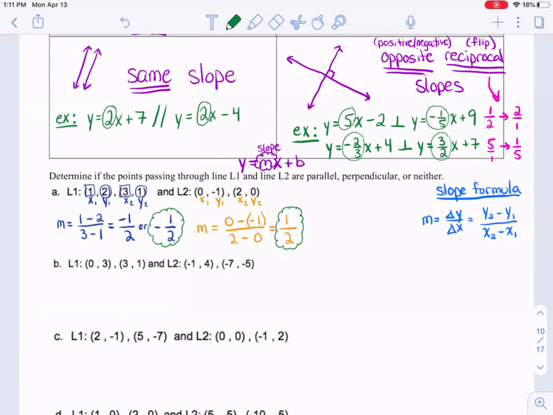But they're also not reciprocals of each other. Therefore, they also cannot be perpendicular. So these points create lines that are neither.